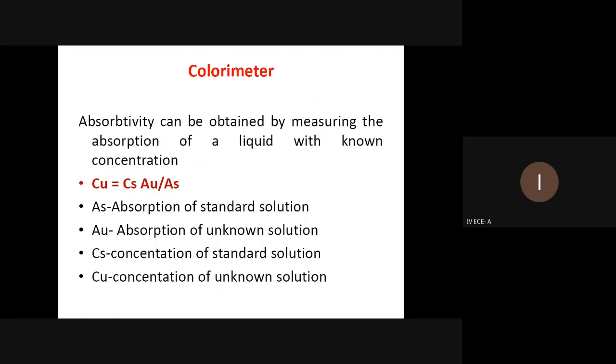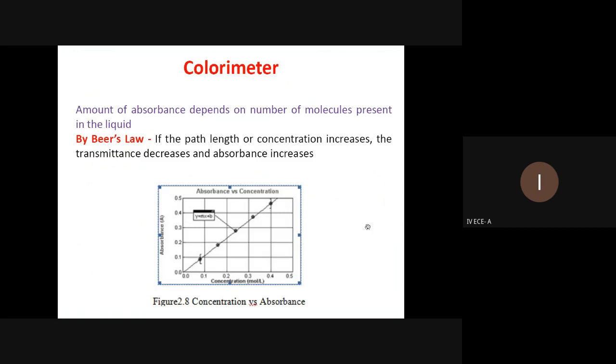So what are As, Au, Cs, Cu? As is the absorption of the standard solution. Au is the absorption of the unknown solution. Cs is the concentration of the standard solution. Cu is the concentration of the unknown solution. In this graph, concentration versus absorbance, the amount of absorbance depends on the number of molecules present in the liquid.